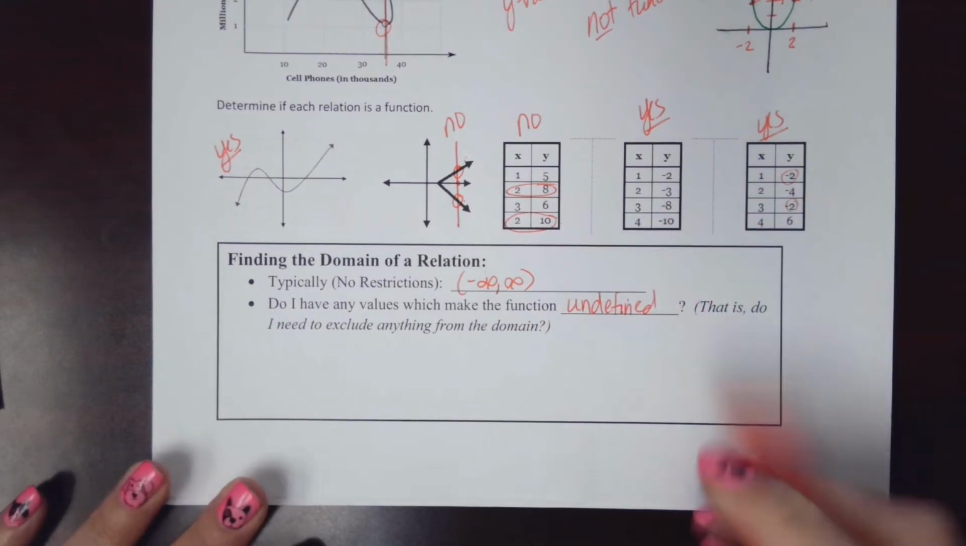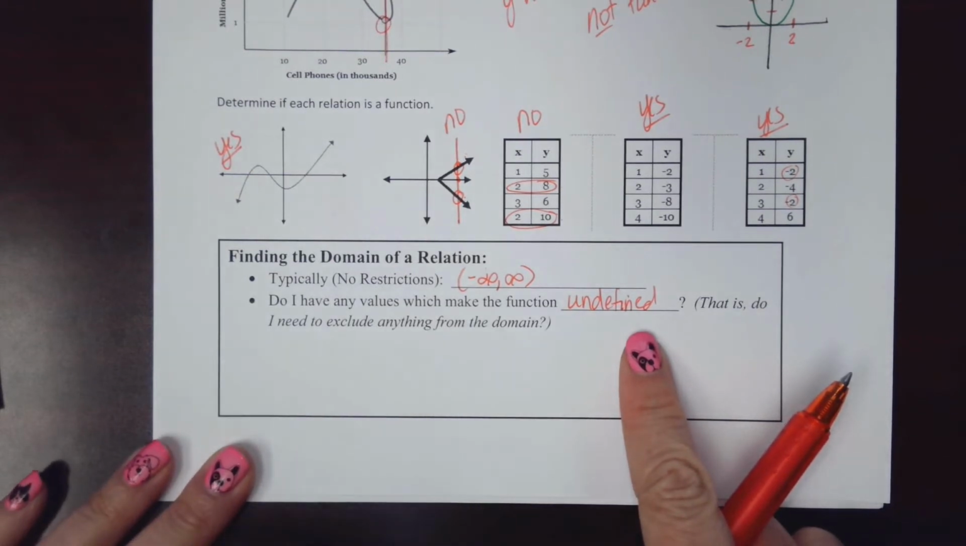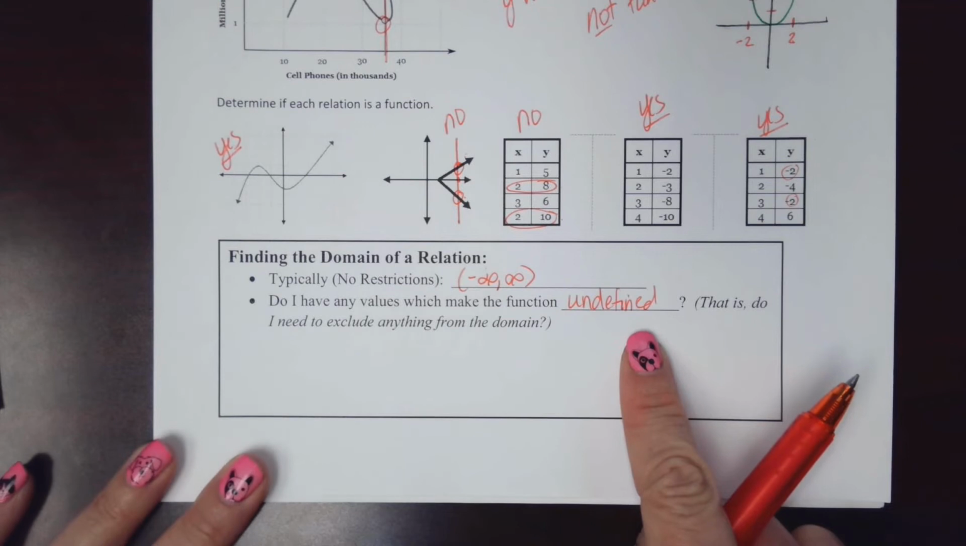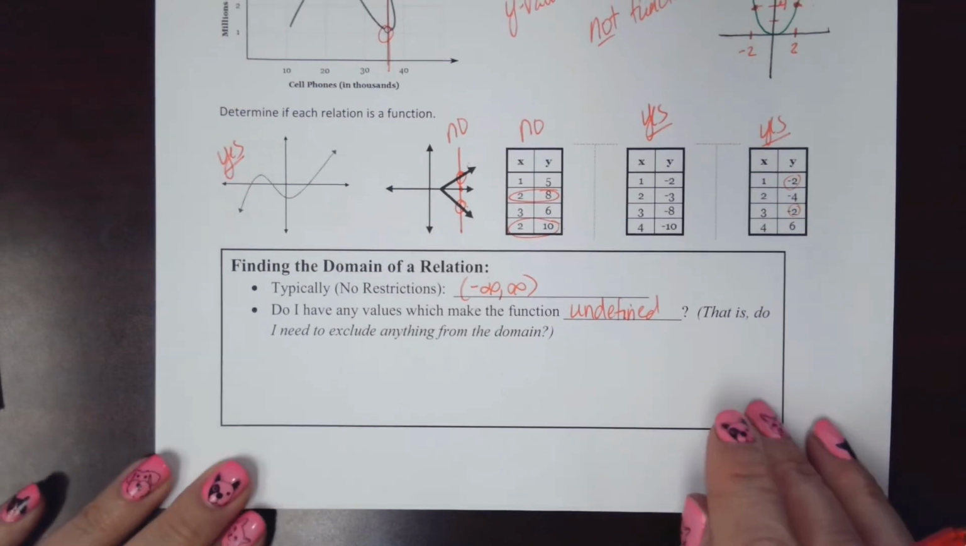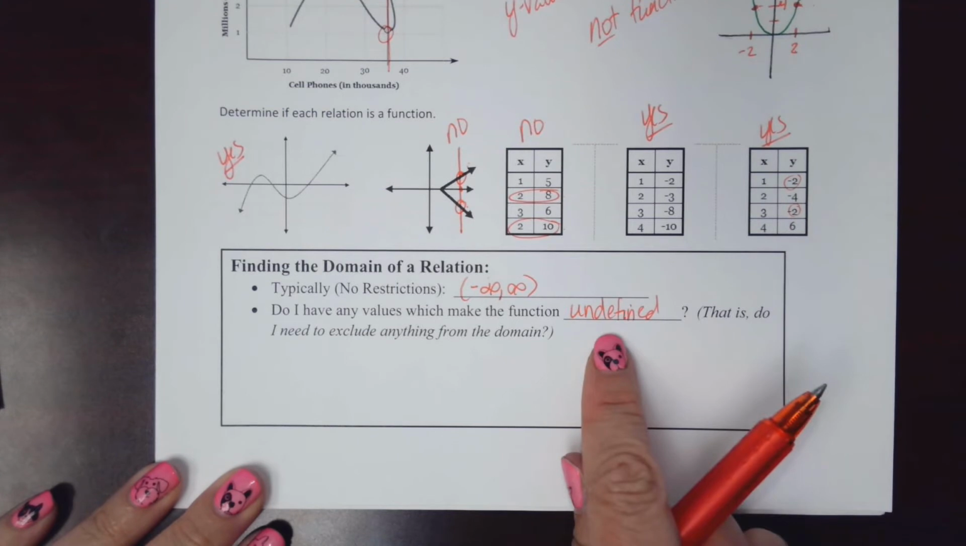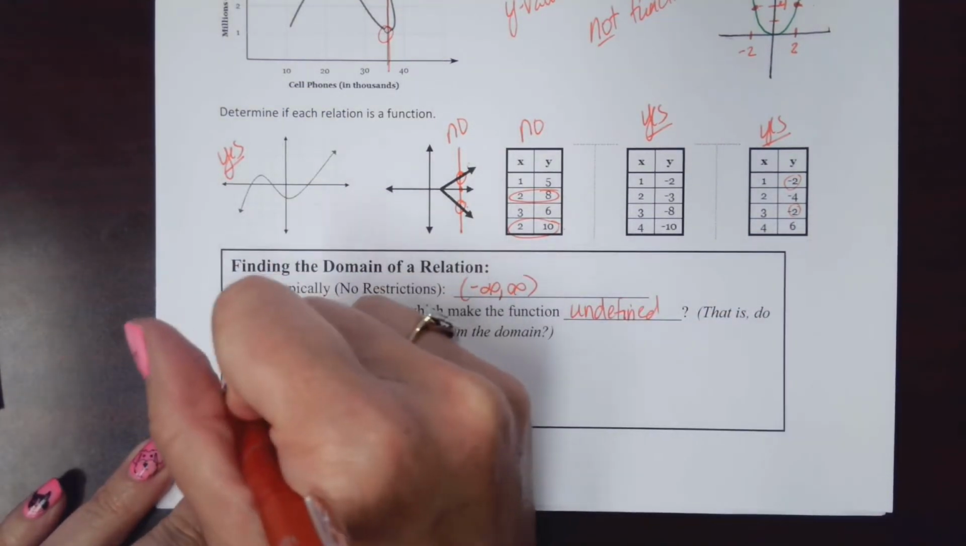For example, the square root of a negative number is imaginary. That's not going to work on my real number graph. Anything that causes me to divide by 0 is going to be a problem, because division by 0 is undefined. So let's go ahead and get those examples down here.